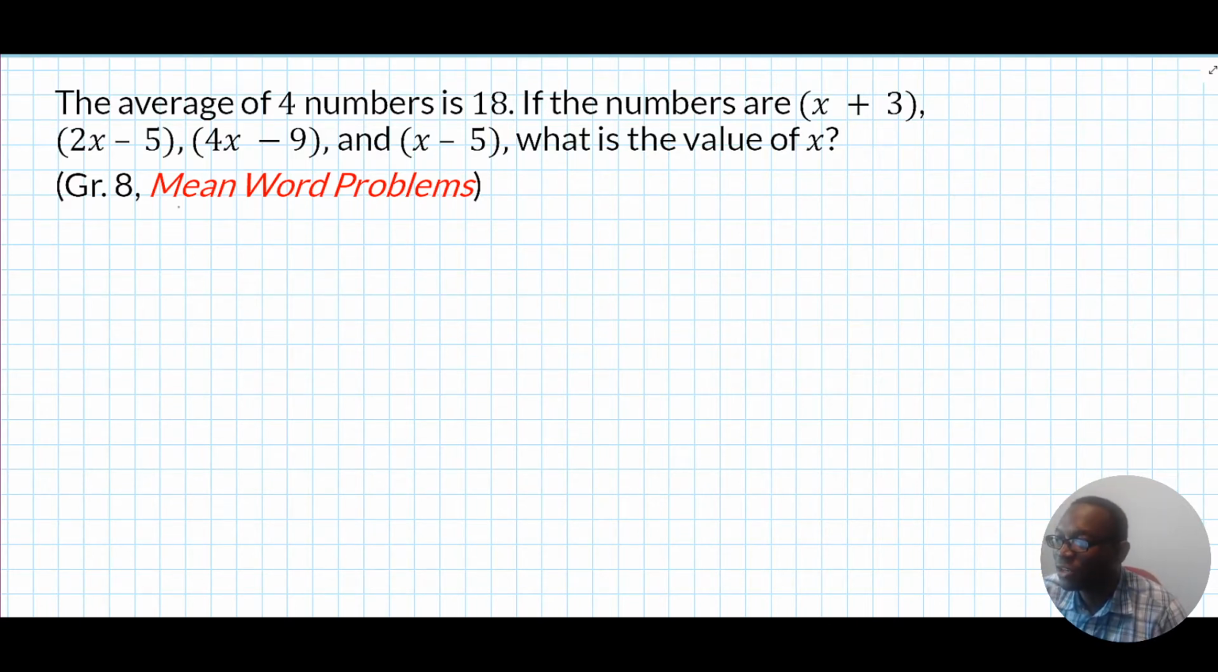So we have a question on averages, mean. So this is a word problem. The average of 4 numbers is 18. If the numbers are x plus 3, 2x minus 5, 4x minus 9, and x minus 5, what is the value of x? This is for 8th graders, testing your knowledge of averages and means.